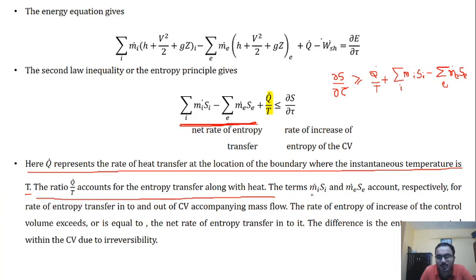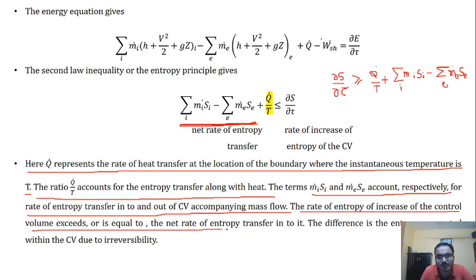The terms m dot i s i and m dot e s e account respectively for the rate of entropy transfer in and out of the CV accompanying mass flow. Okay, so the rate of entropy increase of the control volume is greater than or equal to the net rate of entropy transfer through it, and this difference is the entropy generated within the control volume due to the irreversibility.